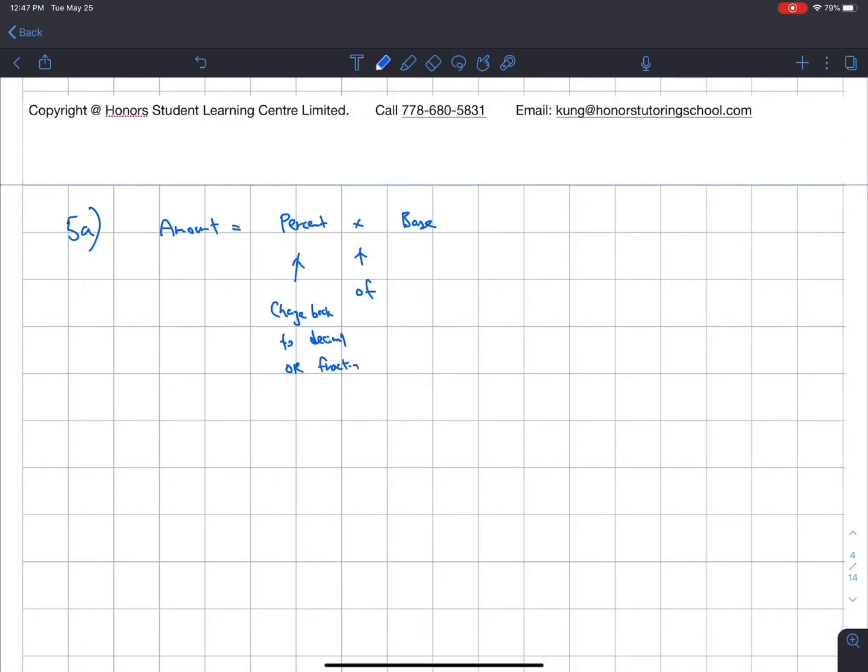And amount will always be "is" the amount. So those are the things that you need to know. And "is" really also means equals to in math. So 5a, what is? So x means what? So "what" means x. "Is" means equals. "Of" means times.